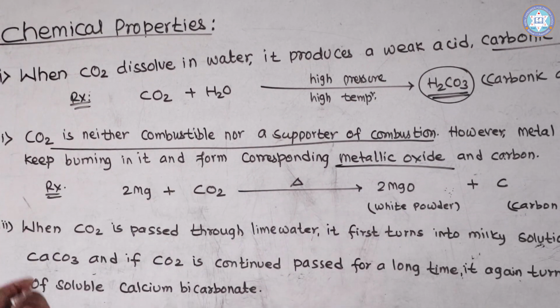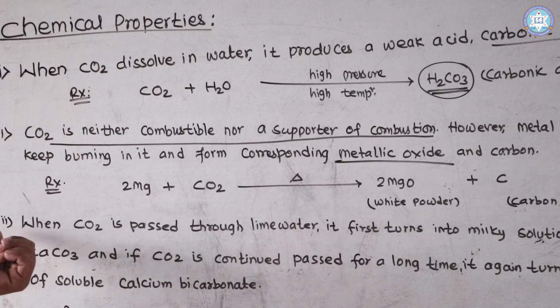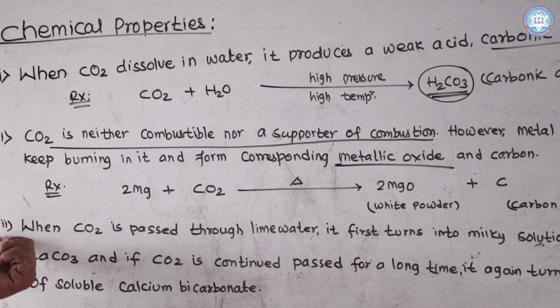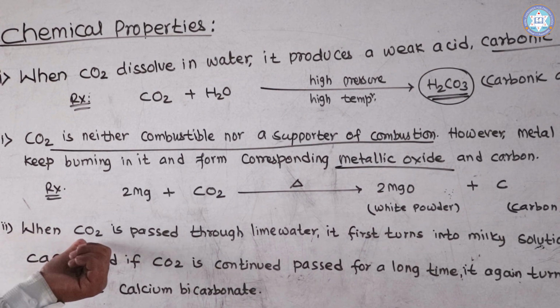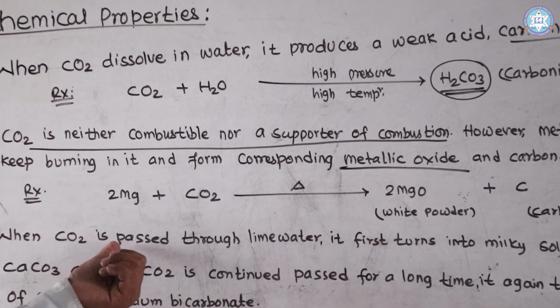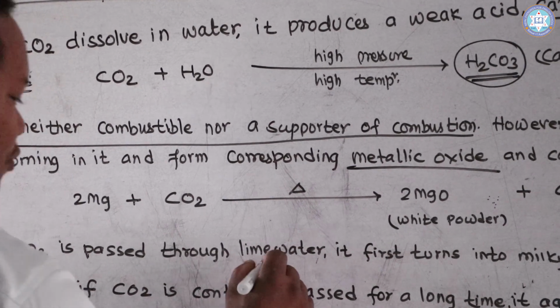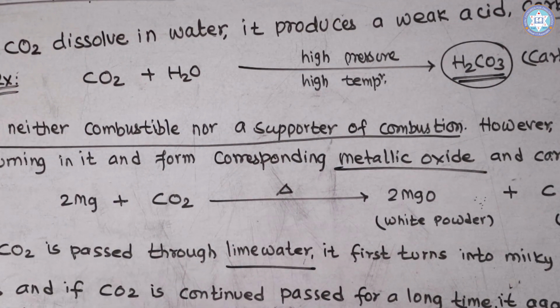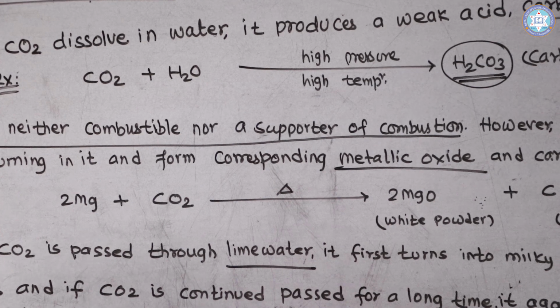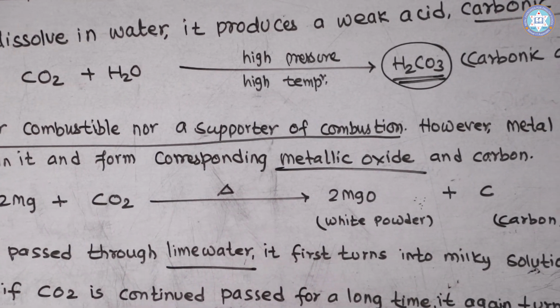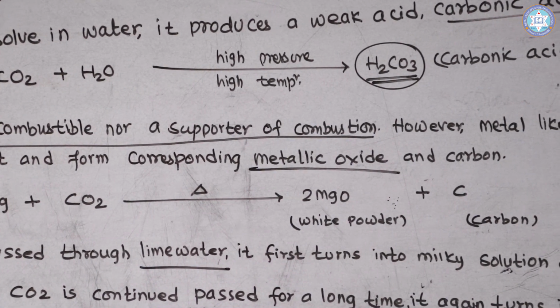Okay, now another point, chemical properties. When carbon dioxide gas is passed through lime water, calcium hydroxide is called lime water or slaked lime. We can say slaked lime.